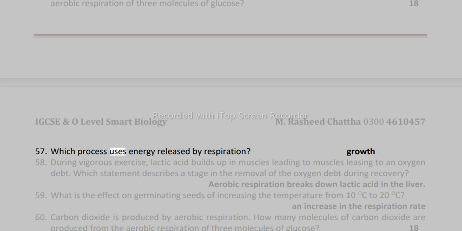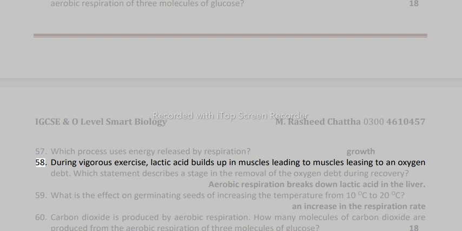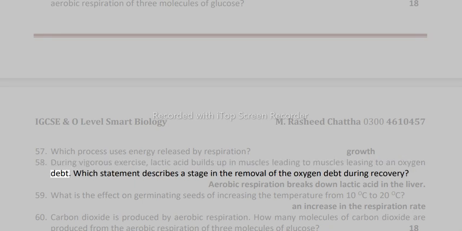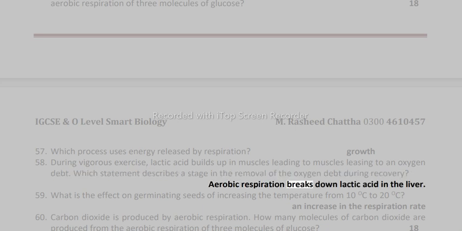57. Which process uses energy released by respiration? Growth. 58. During vigorous exercise, lactic acid builds up in muscles leading to an oxygen debt. Which statement describes a stage in the removal of the oxygen debt during recovery? Aerobic respiration breaks down lactic acid in the liver.